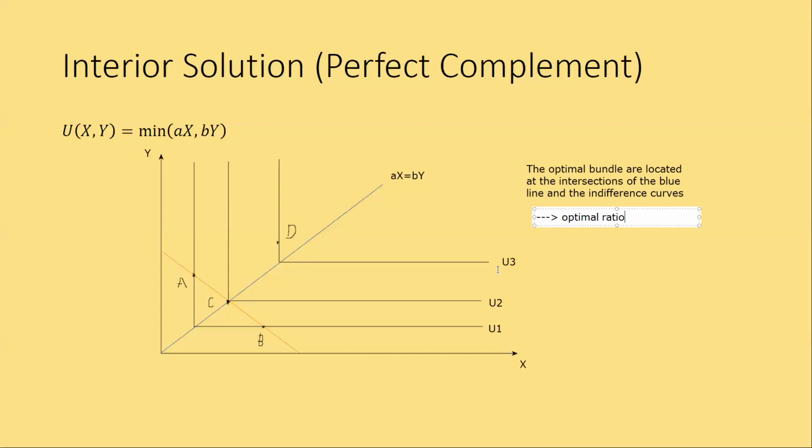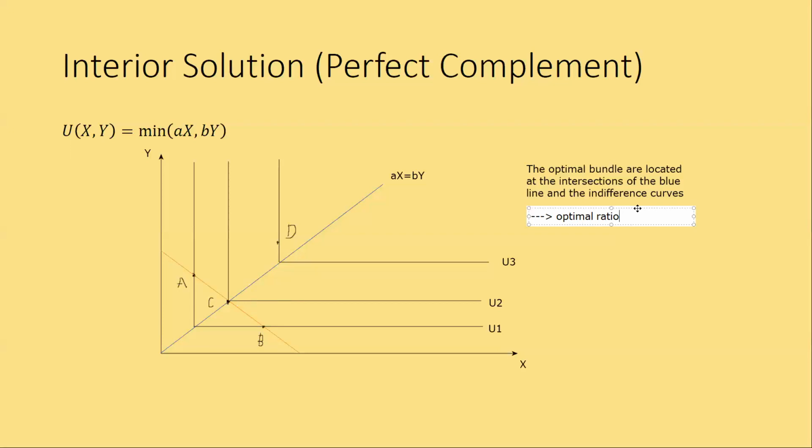Note that this does not depend on the budget constraint at all. This is the intersection of our blue line and the indifference curves, so we are not taking the slope or the shape of the budget constraint into consideration in any way. This only gives us the optimal ratio. We are going to combine this optimal ratio, which is one condition, with the fact that the optimal point must also lie on the budget constraint. That is the second condition. We're going to combine those two conditions and eventually find where exactly point C is.